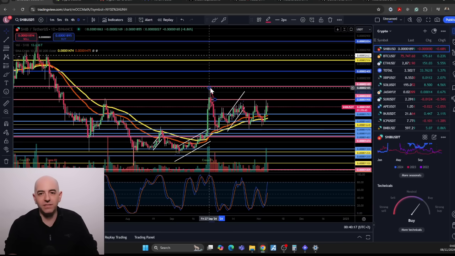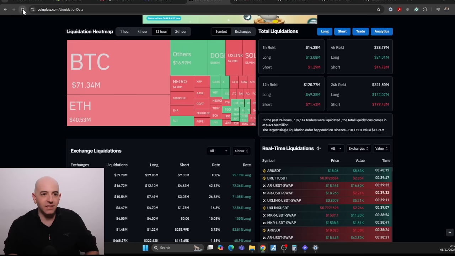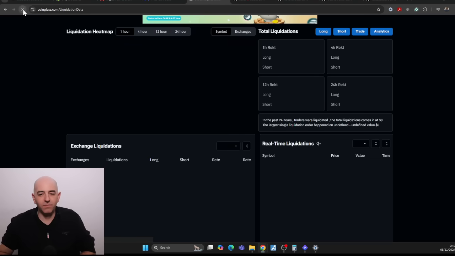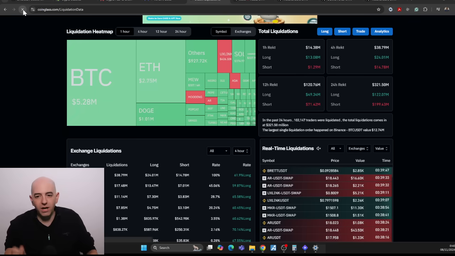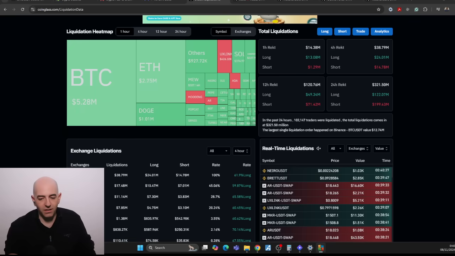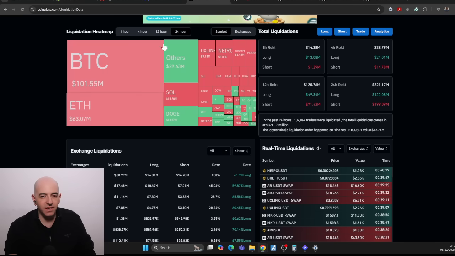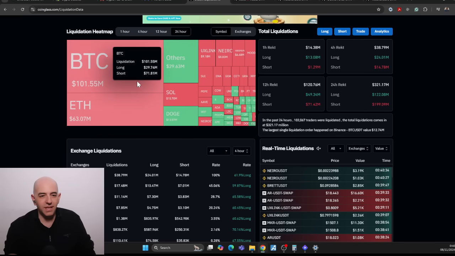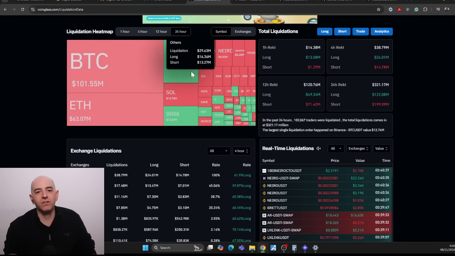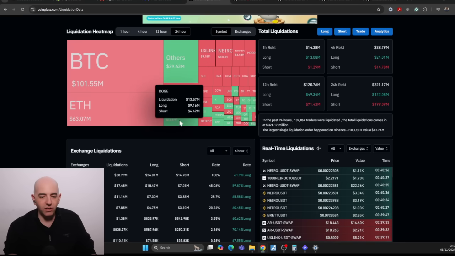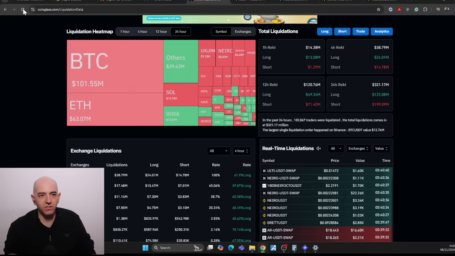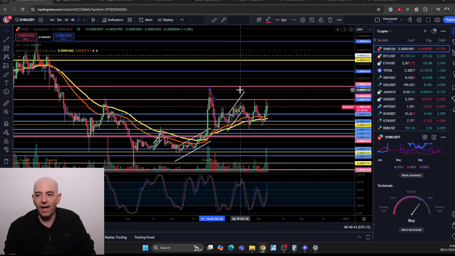If we do see momentum into the crypto market, there were still liquidations here today. If we take a look, 321 million in liquidations in the last 24 hours, mostly short sellers. But if you look here, others got liquidated on the long, and also Doge got liquidated on the long. So interesting, this pullback shook out a nice amount of longs as well.